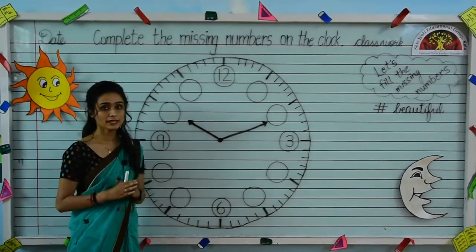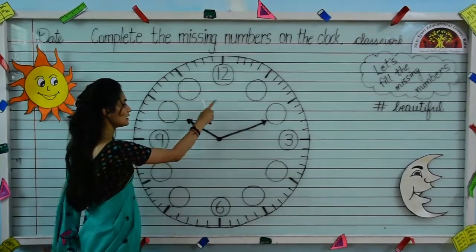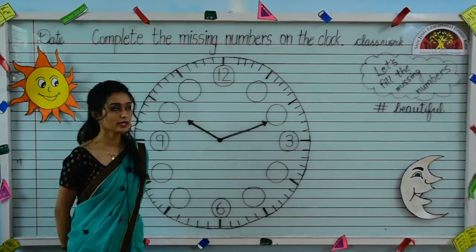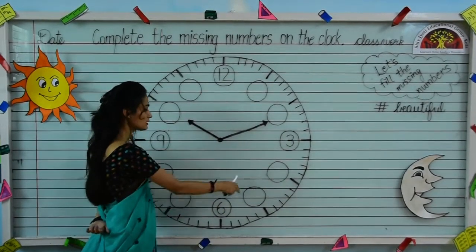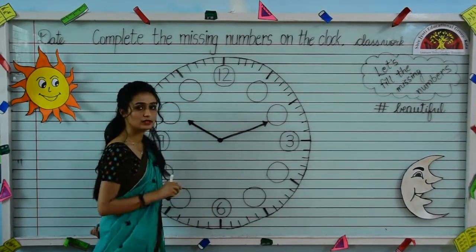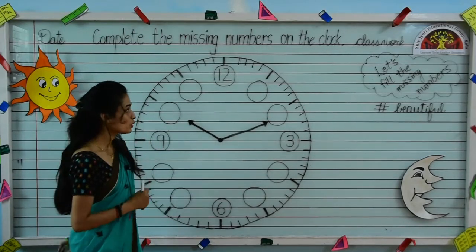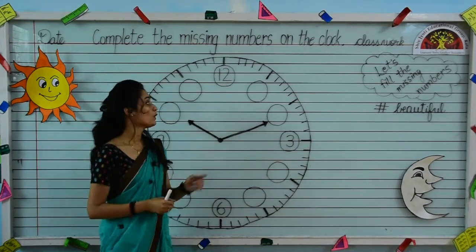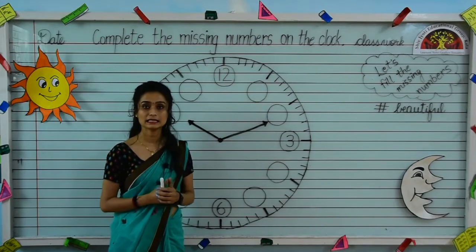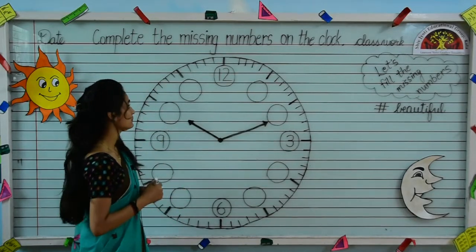So on page number 13 of your maths book, you can see there is a big clock. And there are some circles in that clock. In that clock, some circles are filled with numbers and some circles are blank. So we have to see which number will come in these blank circles. Okay kids? So let's see.